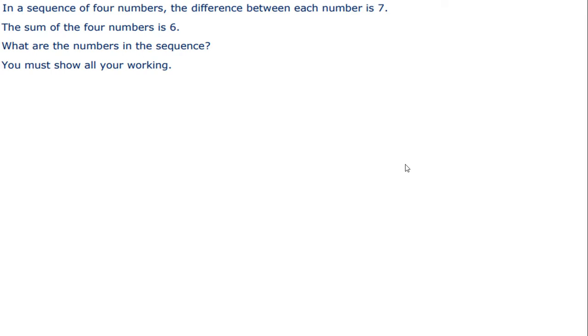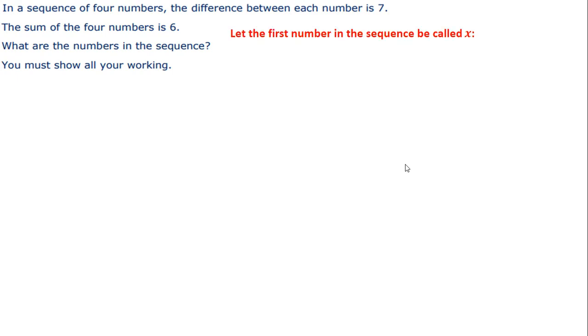For the second question, we've got something a little bit more complicated here. We know that we've got 4 numbers, and we know that the difference between each number is 7. So we've got an arithmetic sequence of 4 numbers going up in 7s. We've also been told about what we get when we add the 4 numbers together. This is how I would approach this question.